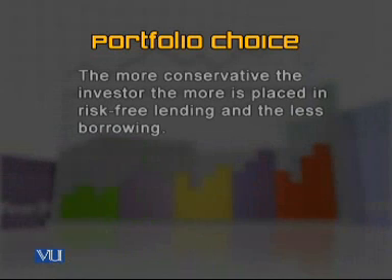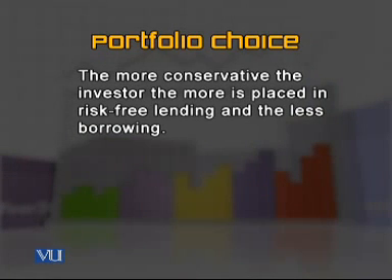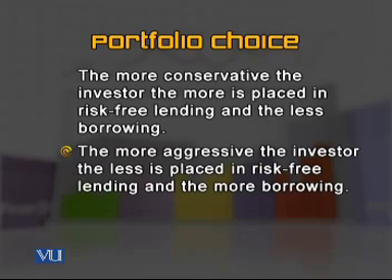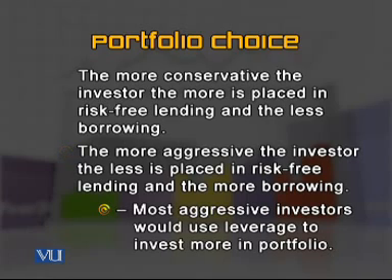So you can have a portfolio choice. The more conservative the investor, the more is placed in risk-free assets and risk-free lending and borrowing. The more aggressive the investor, the less is placed in risk-free lending and the more in borrowing. So if you are risky, you're doing more risk planning, you can maybe do a lot more borrowing. But if you're conservative, you'll do less borrowing and more lending. Most aggressive investors would use leverage to invest in the portfolio. It's all about being risk averse or having the ability to take risk. Obviously, returns are going to be associated with the risk factor. But there is one certain element: you don't necessarily have to get exposed to unnecessary risk as well.